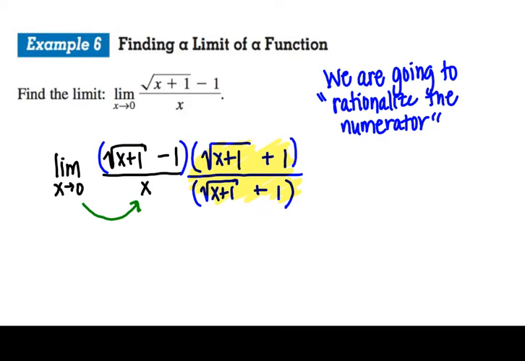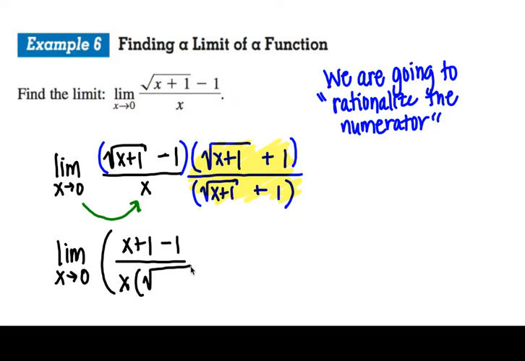So this is going to give us the limit as x approaches 0 of the numerator, the square root of x plus 1 times the square root of x plus 1 is x plus 1. Negative 1 times positive 1 is negative 1. The outer and the inner are going to cancel out. And in the denominator, we have x times the quantity, the square root of x plus 1 plus 1.